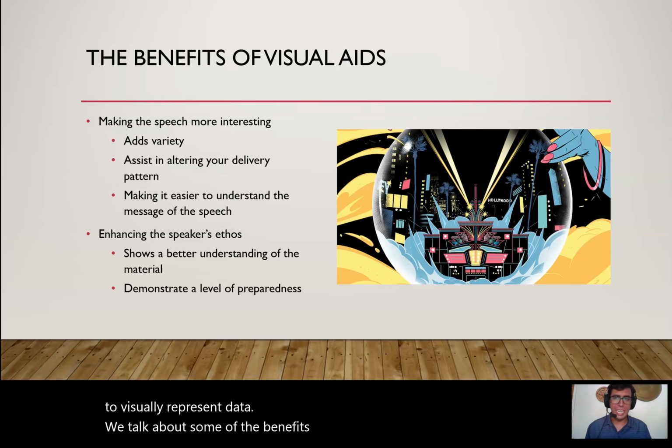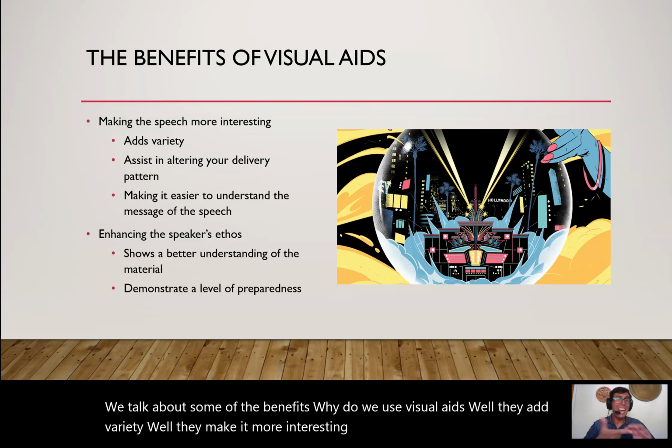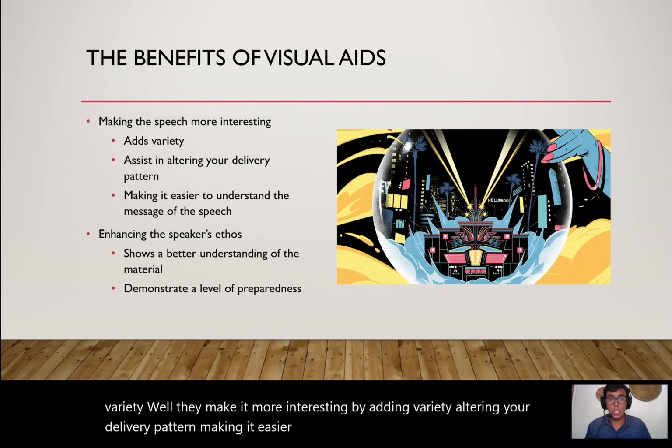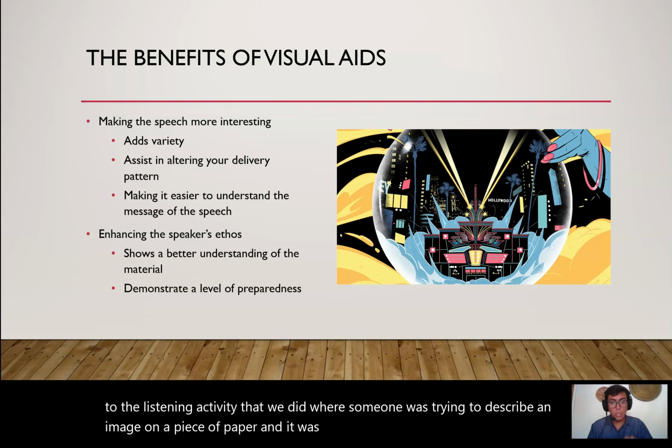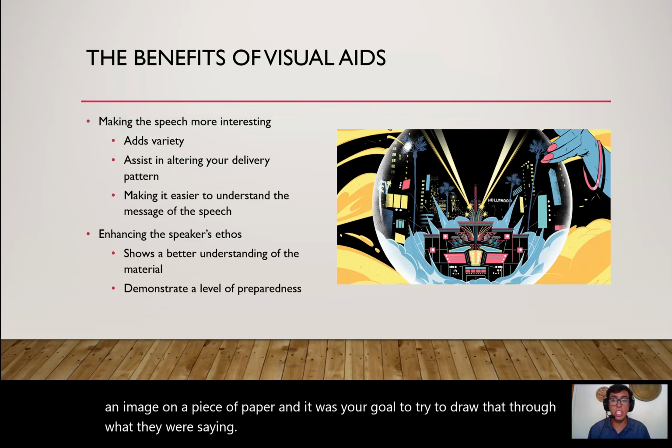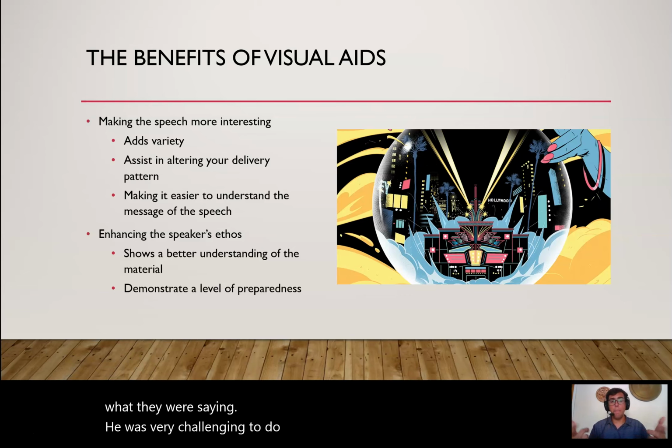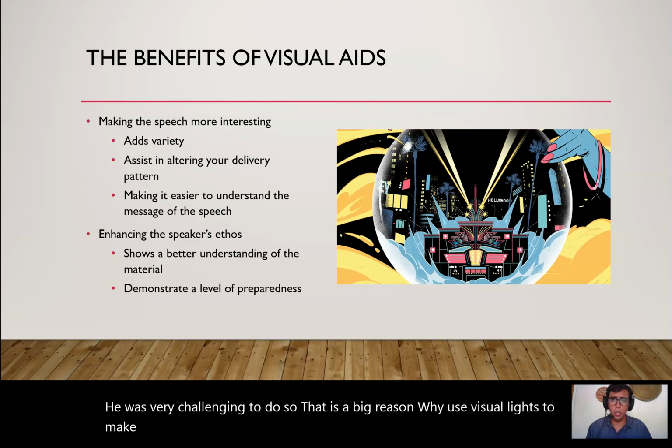Why do we use visual aids? Well, they make it more interesting by adding variety, altering your delivery pattern, making it easier to understand your speech. Because think back to the listening activity that we did, where someone was trying to describe an image on a piece of paper, and it was your goal to try to draw that through what they were saying. It was very challenging to do, so that is a big reason why we use visual aids, to make information easier to understand.